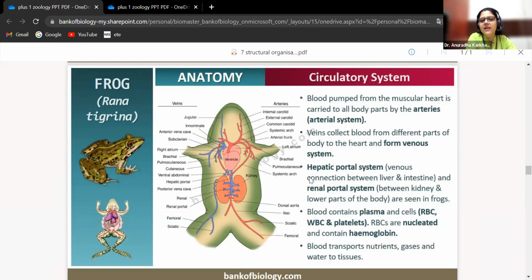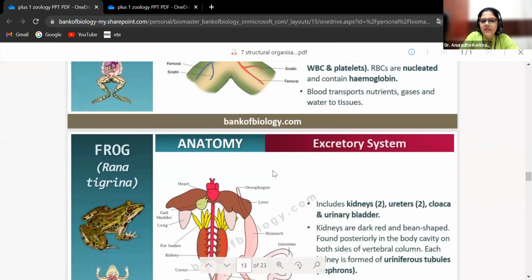RBCs are nucleated and contain hemoglobin. Our RBCs are enucleated but contain hemoglobin. ठीक है? Blood transports nutrients, gases, and water to different tissues. That's all with your circulatory system of frog.